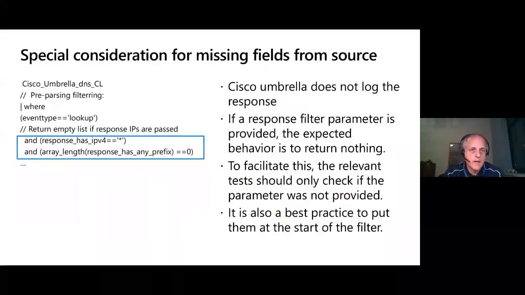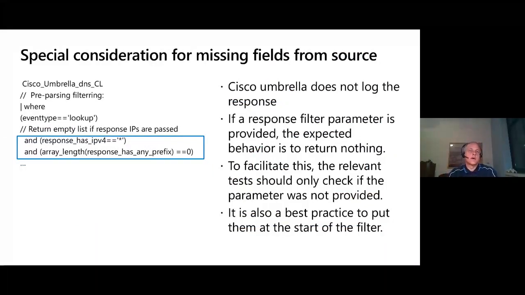There is one subtlety. It doesn't change a lot, but sometimes a source would not have a field we parse by. For example, Cisco Umbrella is another DNS server, and it does not log responses. So the response parameters, the response filters are not useful. Now, when we thought about what the expectation is, if a filter is applied, if we are looking for a specific IP address and the Cisco Umbrella log does not include any responses, the expectation is to return nothing.